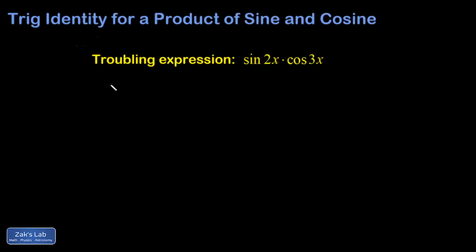Sometimes in math and physics, you run into a troubling expression like this: the sine of one angle multiplied by the cosine of another angle. And I may be trying to re-express it in order to gain a physical interpretation, or I'm trying to simplify it in a way that makes an integral doable in calculus. And this requires a special class of trig identities to get it done.